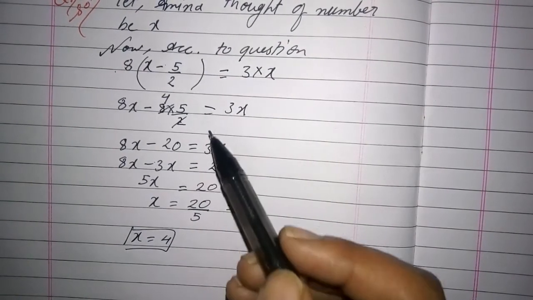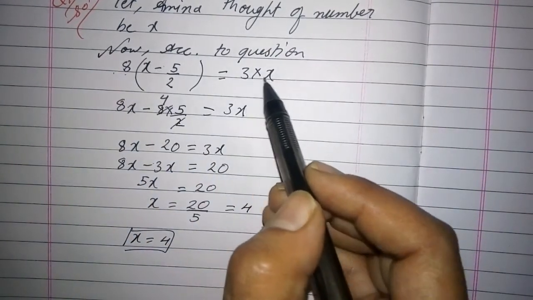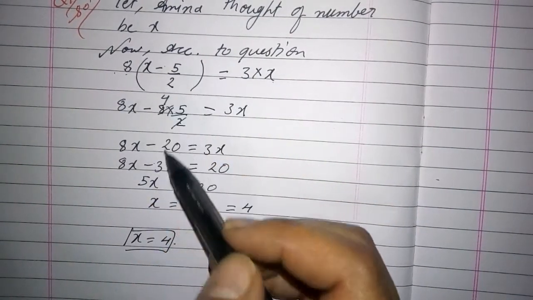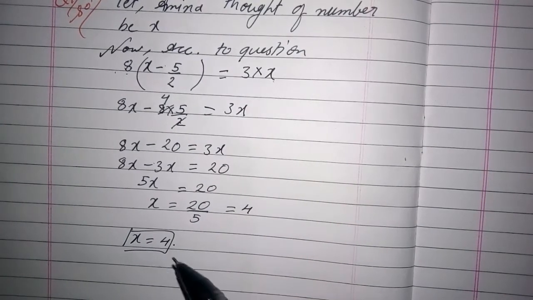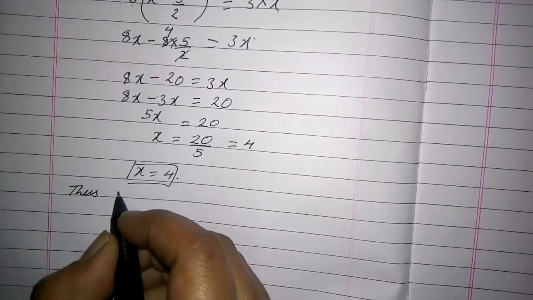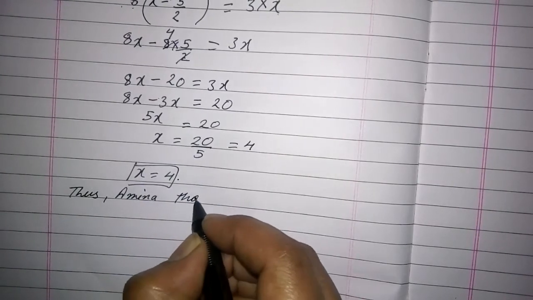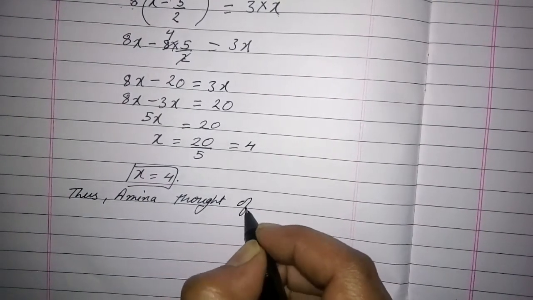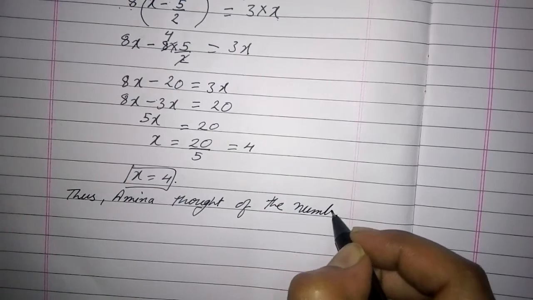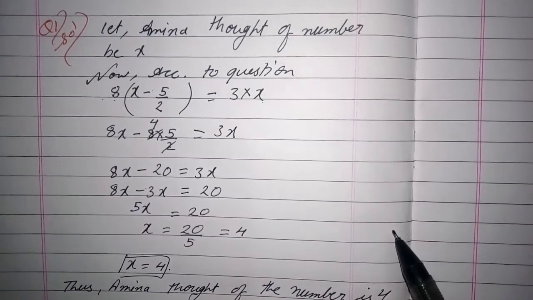So if we subtract 5 by 2 from 4 and multiply it by 8, what is it? It is 3 times of x. 3 times of x is 3 times of 4, which is 12. So you have to check whether it is correct or not. So the number which Amina thought of is 4. That's it. This is the solution of question number 1.